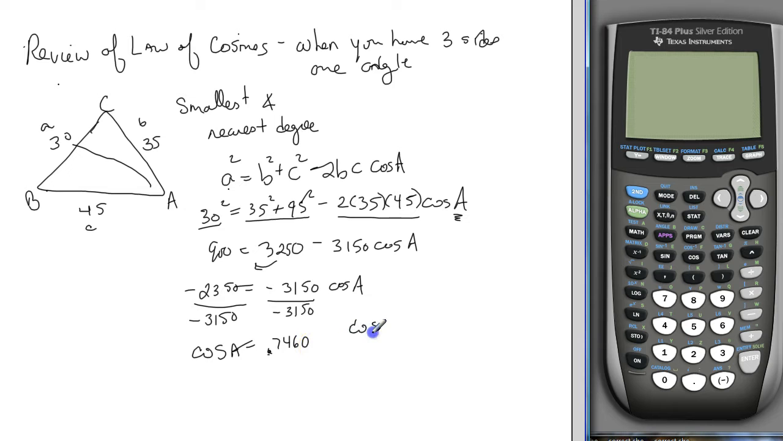Use second cosine, and you should get 41 and change, 41.75, and rounded to the nearest degree is 42. So that's what we did yesterday.